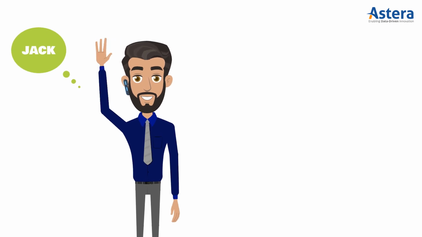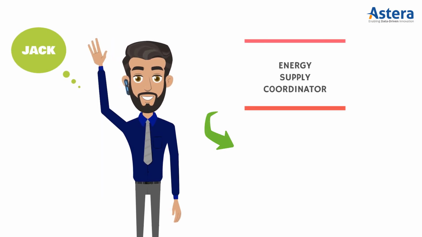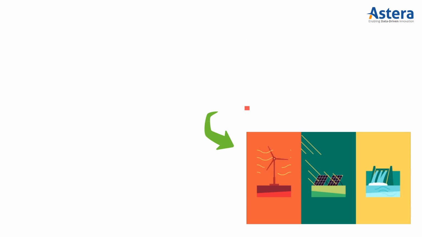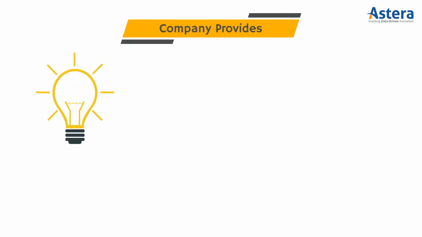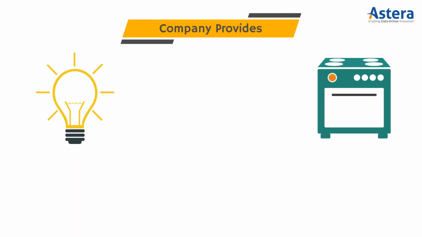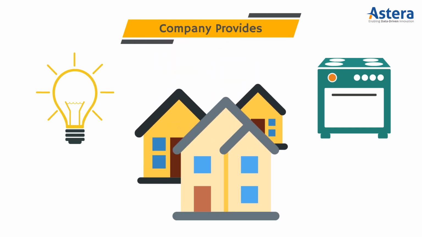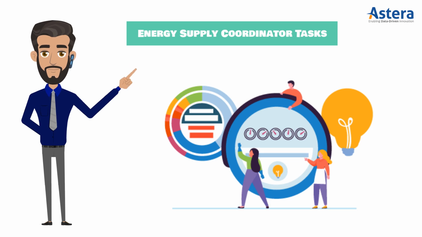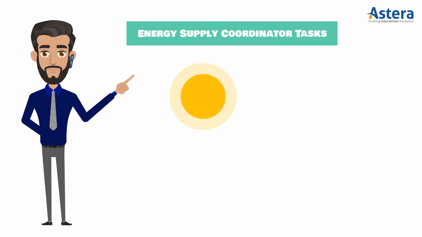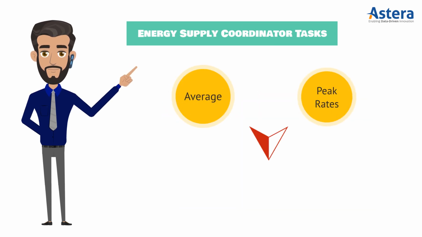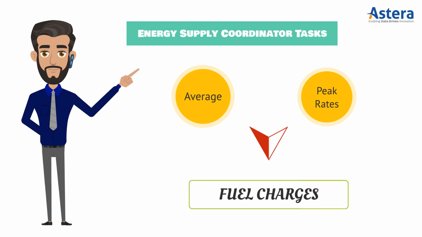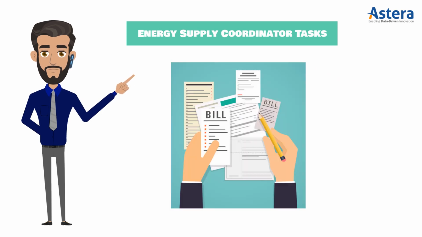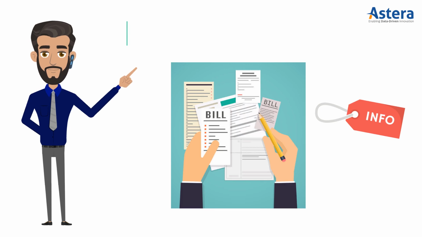This is Jack. He works as an energy supply coordinator at a private utility company. The company provides electricity and gas fuels to households in the region. His tasks as an energy supply coordinator include collecting meter readings, applying average and surcharge rates to calculate fuel charges and provide information related to total billing amount.